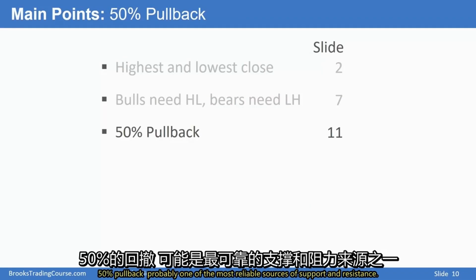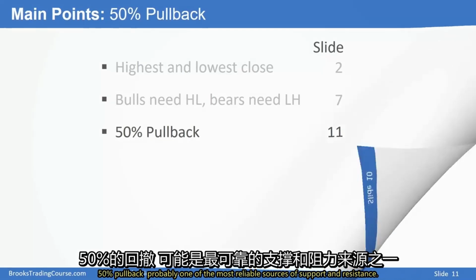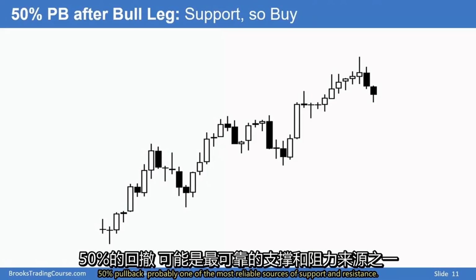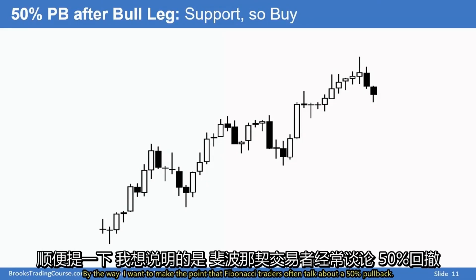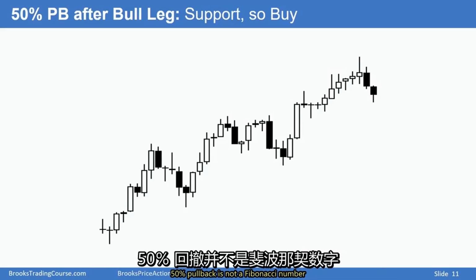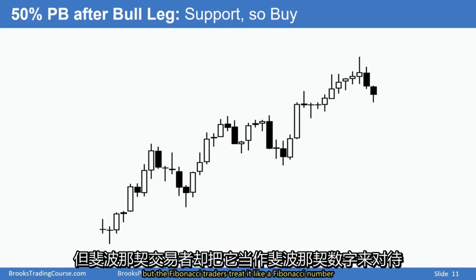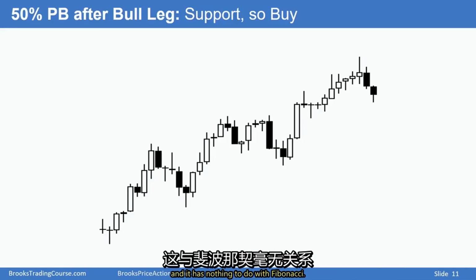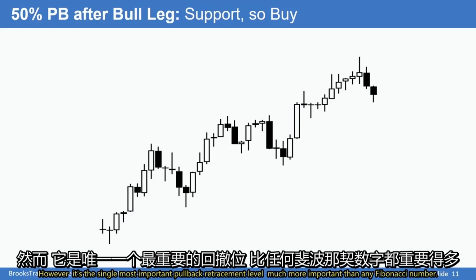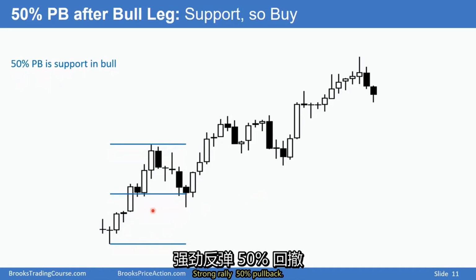50% pullback, probably one of the most reliable sources of support and resistance. By the way, I want to make the point that Fibonacci traders often talk about a 50% pullback. 50% pullback is not a Fibonacci number, but the Fibonacci traders treat it like a Fibonacci number. It has nothing to do with Fibonacci. However, it's the single most important pullback retracement level, much more important than any Fibonacci number. Strong rally, 50% pullback.